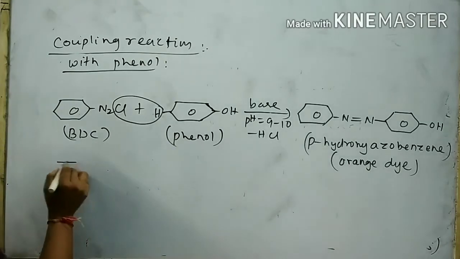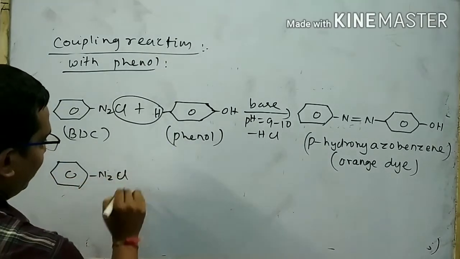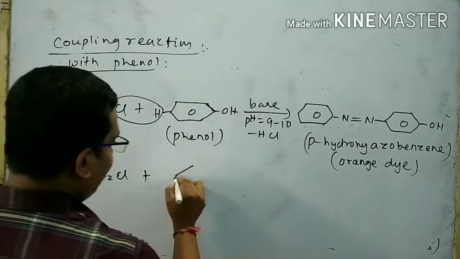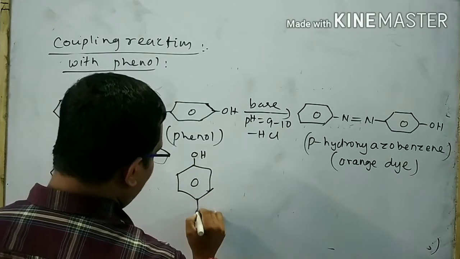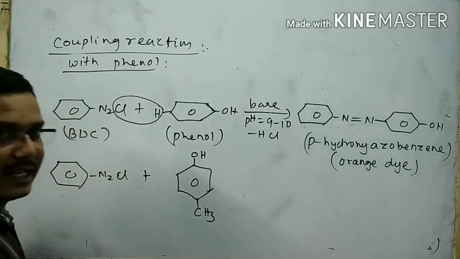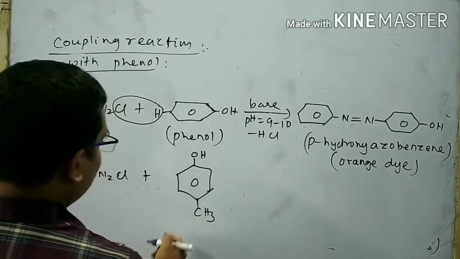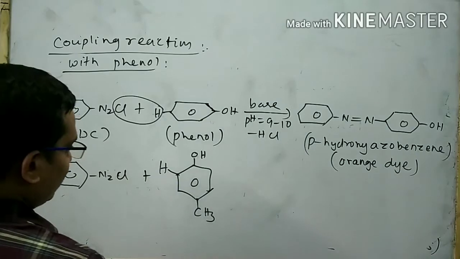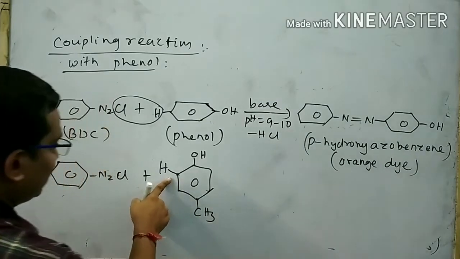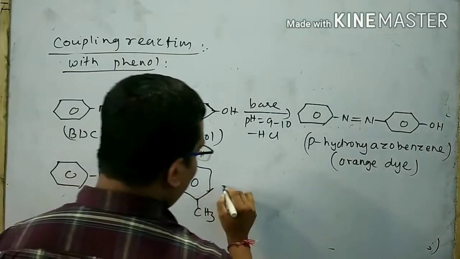Suppose I will take another example. This is BDC. Suppose I take para-cresol. Look at that here. The para position is occupied by a CH3 group. So coupling takes place at the ortho position. So the hydrogen atom at the ortho position reacts with the chlorine to form HCl as the byproduct.